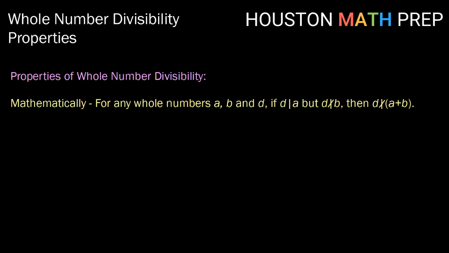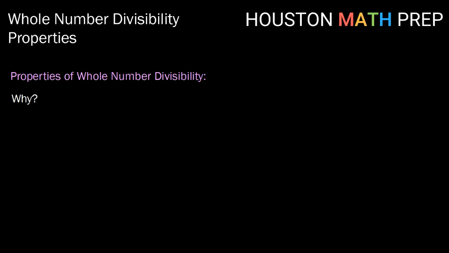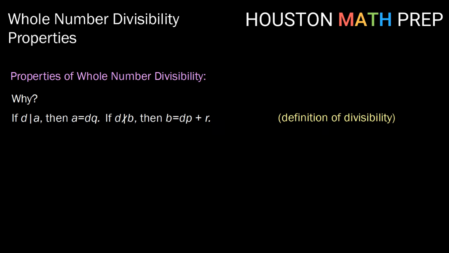Our next property, said mathematically, is for any whole numbers A, B, and D, if D divides A, but D does not divide B, so that's what this little divides with a slash through it means, D does not divide B, then D does not divide A plus B. So in words, if D is a factor of A but not B, then D is not a factor of A plus B. So why would that be the case?